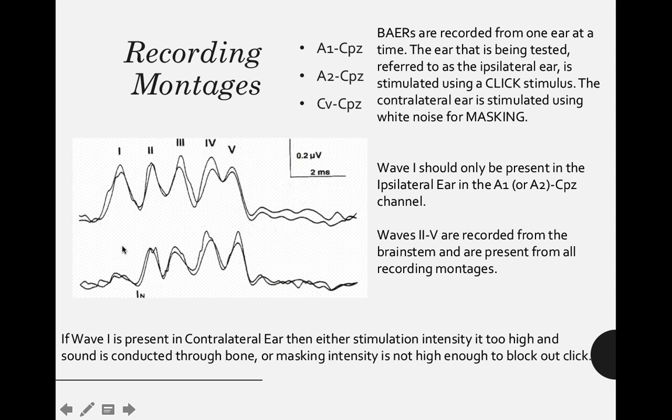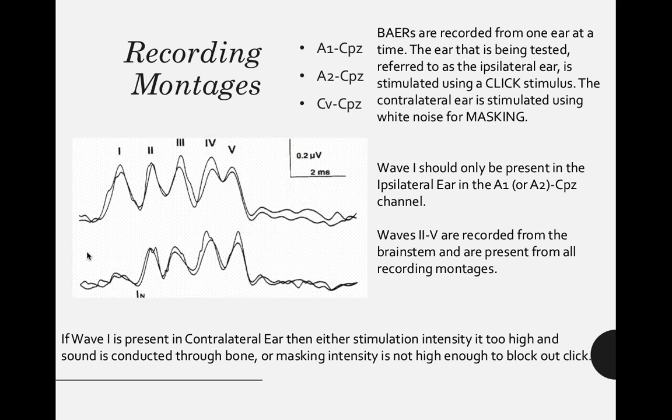This is what we're recording. Over here in the contralateral ear, we need to have the masking. Looks like we have a little bit of a bump here, but nowhere near what we're seeing here. So the masking is working. Waves 2 through 5 are recorded not from the ear, but from the brain stem, and can be picked up in all channels.